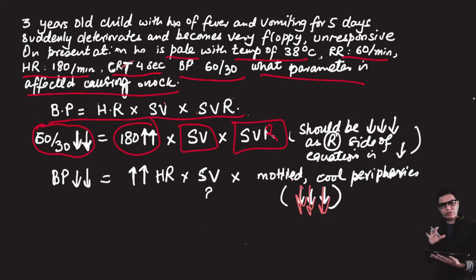Remember, you are dealing with a shocked child. You just need to focus on this equation, that is, blood pressure is equal to heart rate times stroke volume times systemic vascular resistance. I have told you the causes of decrease in heart rate, decrease in stroke volume, and decrease in systemic vascular resistance. If you focus on that, and if you can determine the stroke volume and systemic vascular resistance by the proxy clinical methods that I told you, you can pinpoint the diagnosis and you can manage it effectively.